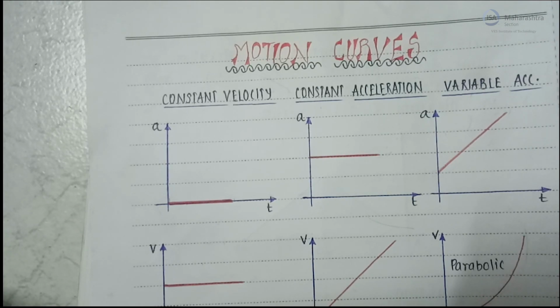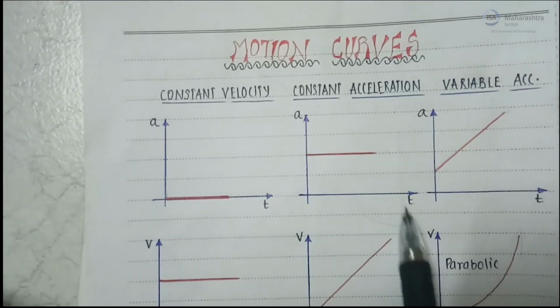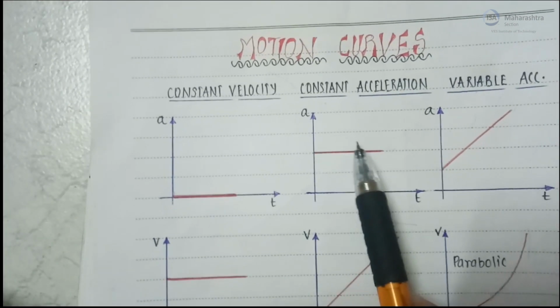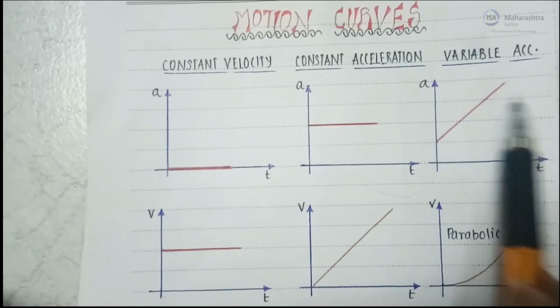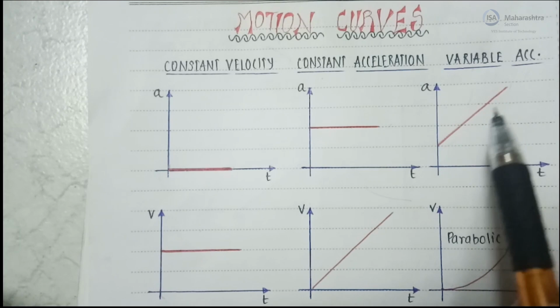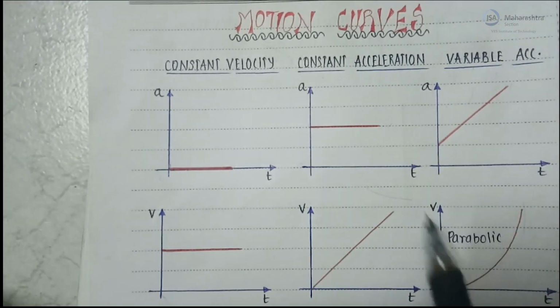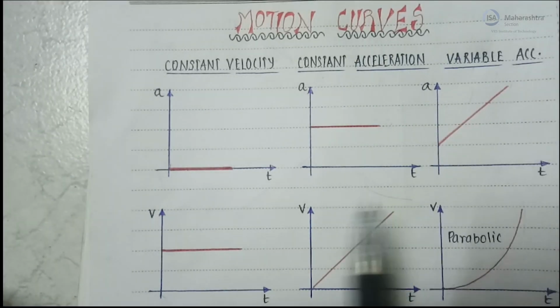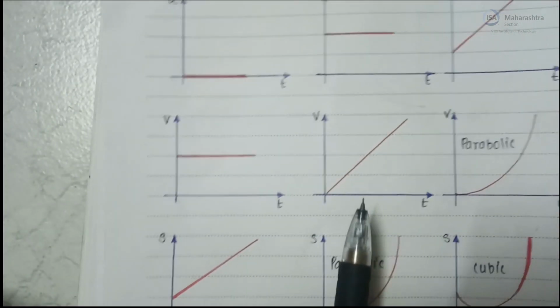The acceleration time graph is like this. Similar is the velocity time graph. The acceleration time graph of variable acceleration is this. Similar is the velocity time graph for constant acceleration. Only the change is at variable acceleration, where we have velocity versus time graph of parabolic curve. Similarly, see, velocity time graph for constant acceleration is the straight line. Same is repeated over here.